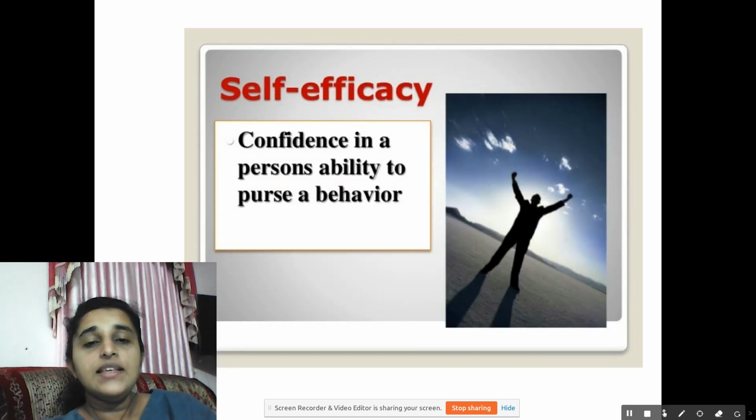Next is self-efficacy, that is, confidence in a person's ability to pursue a behavior. So the smoker, initially, may get some obstacles for stopping smoking, but after that he gets some confidence, or self-efficacy, for quitting this behavior.